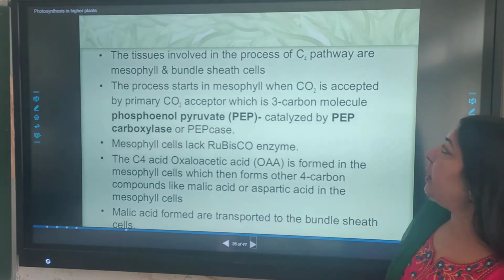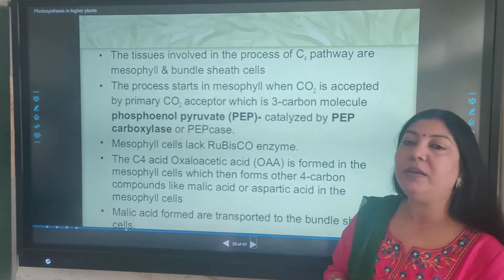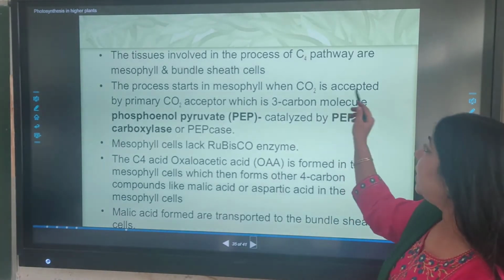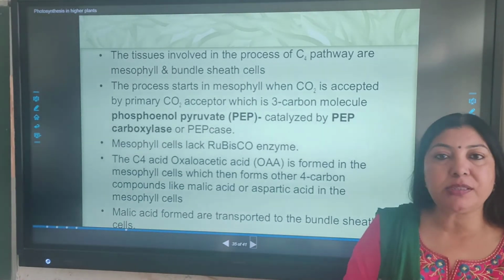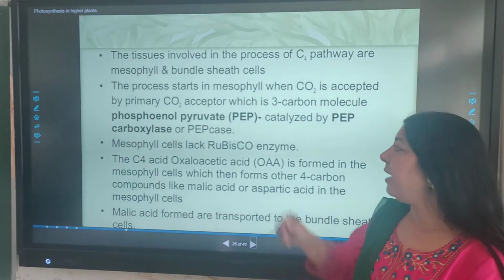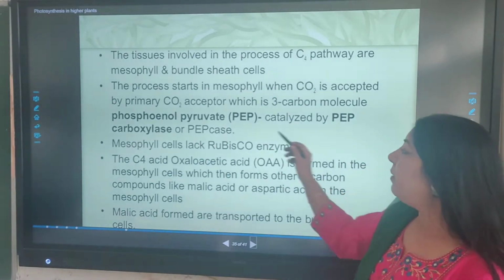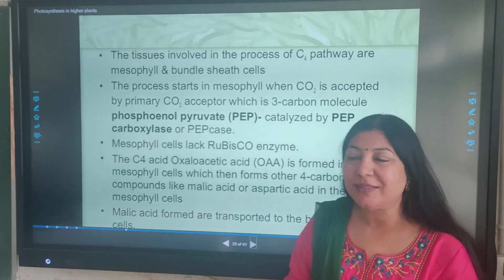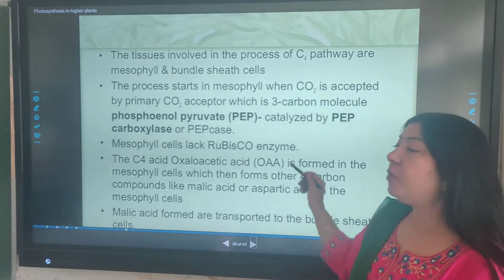So, the tissues involved in the process of the C4 pathway are of two types, mesophyll cells and bundle sheath cells. The process starts in the mesophyll cells when carbon dioxide is accepted by the primary acceptor. In the C3 cycle, the primary acceptor was RuBP, but here the primary acceptor is PEP, that is phosphoenol pyruvate, and the enzyme which is required is PEPase, that is phosphoenol pyruvate carboxylase. And mesophyll cells lack the RuBP enzyme, that is Rubisco.